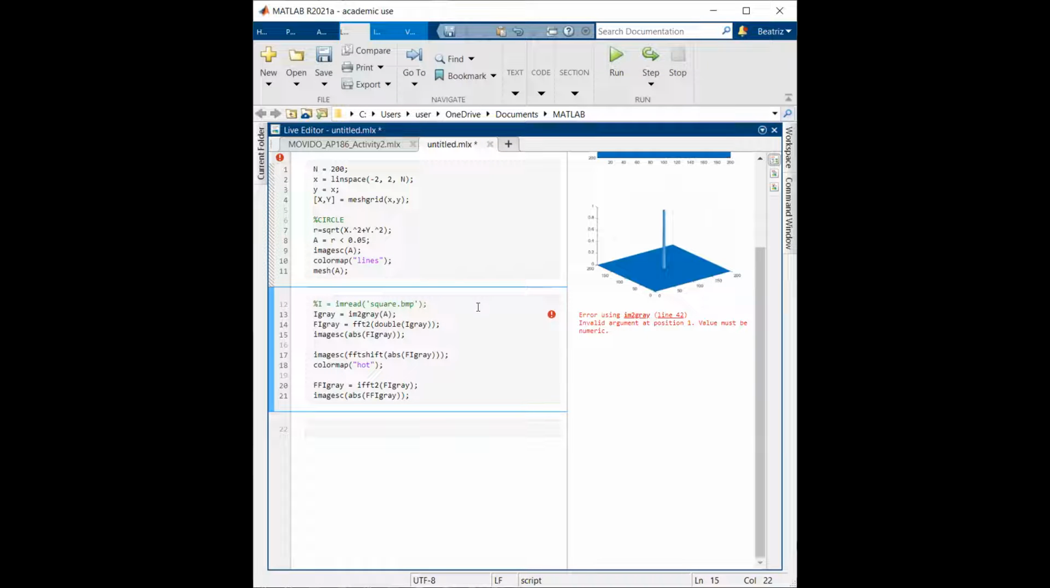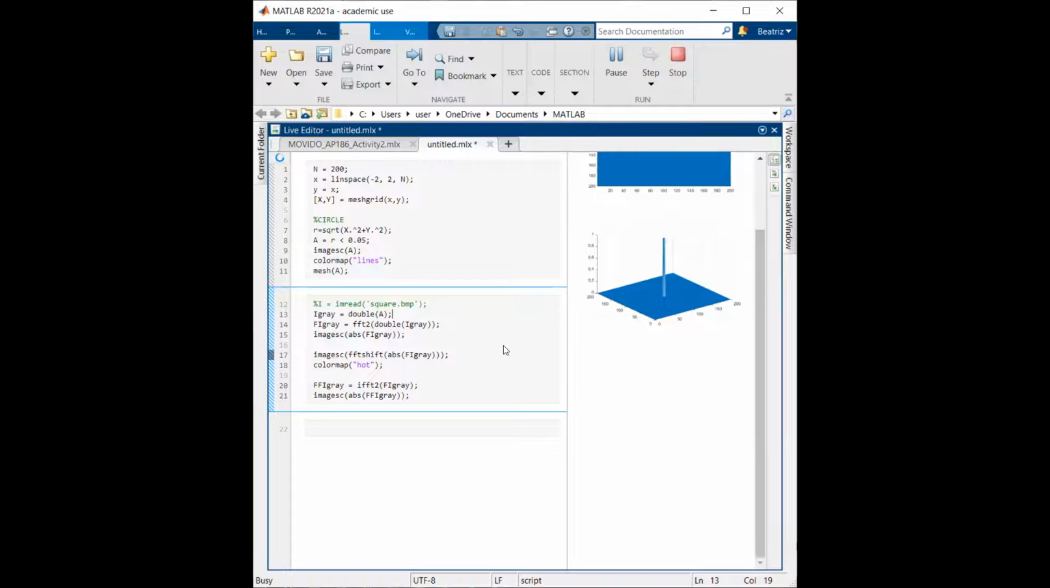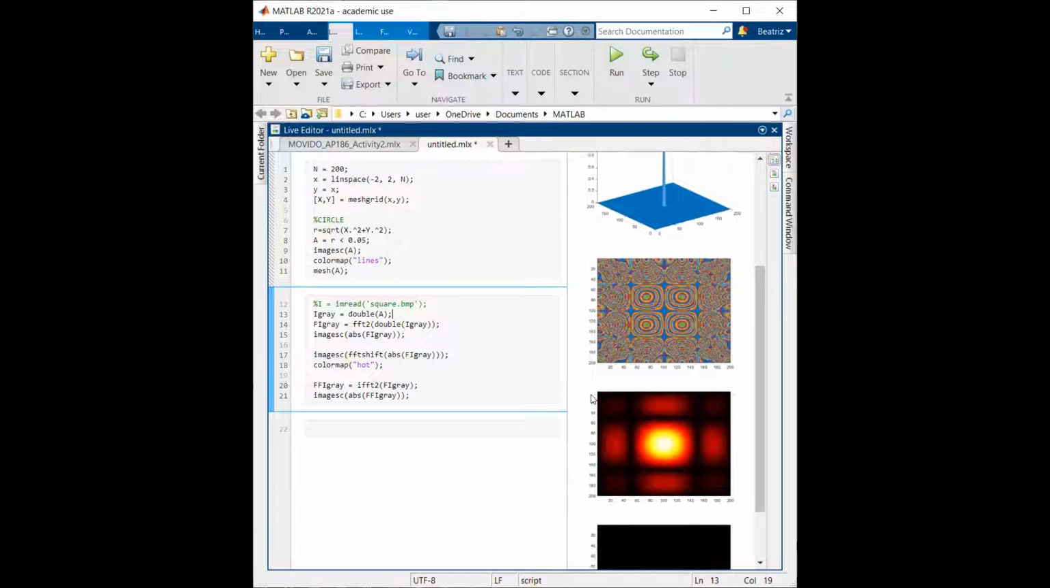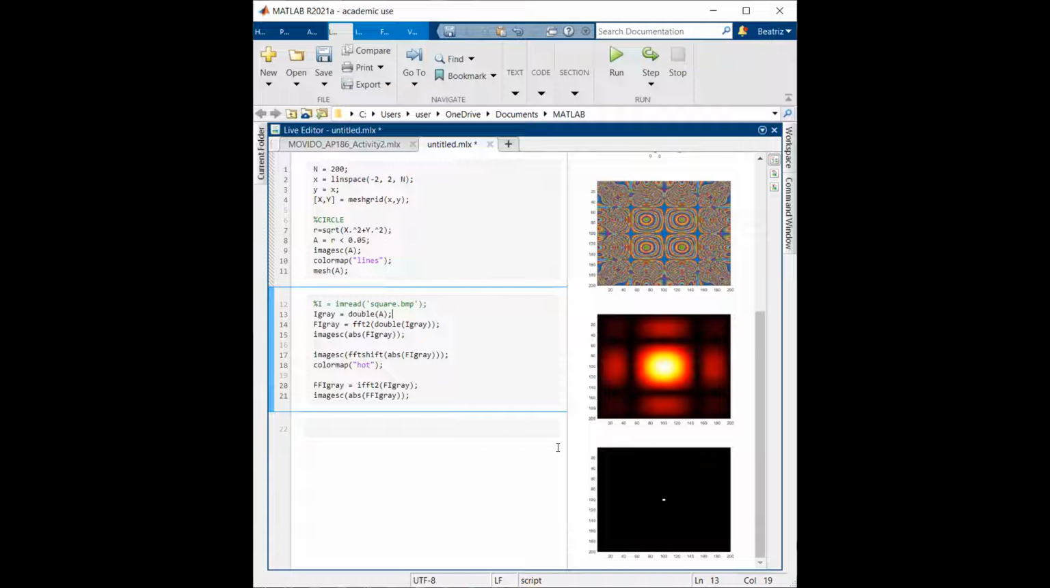But now we have to correct this a bit. We can use just I gray equals double A, no? Because it's logical, 0 to 1. Just convert that to double. It's double. Anyway, it's all right. Okay, now you can run it. Oh, okay, all right. Crazy patterns, but have a look.